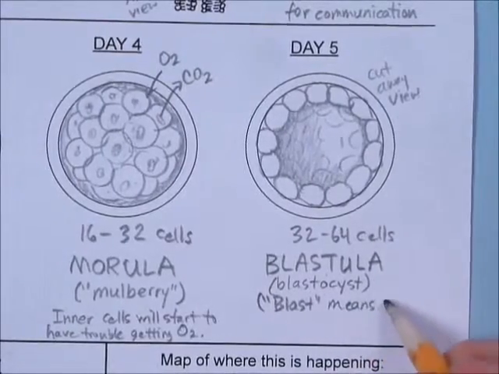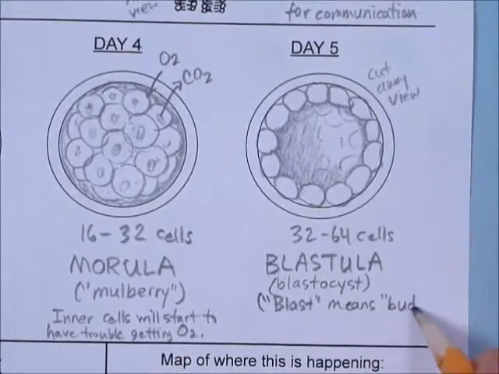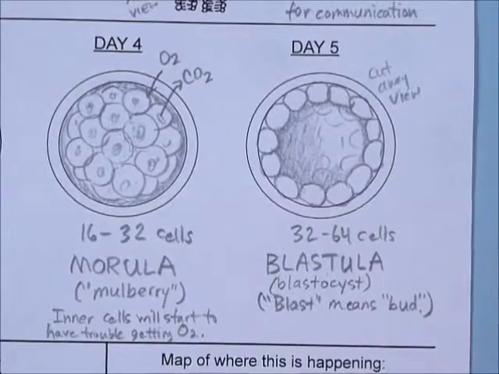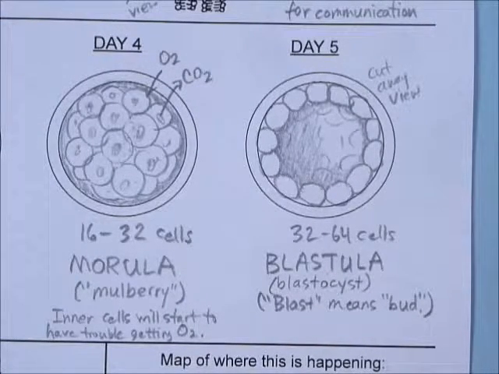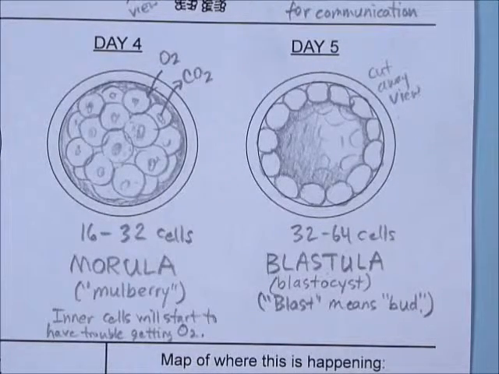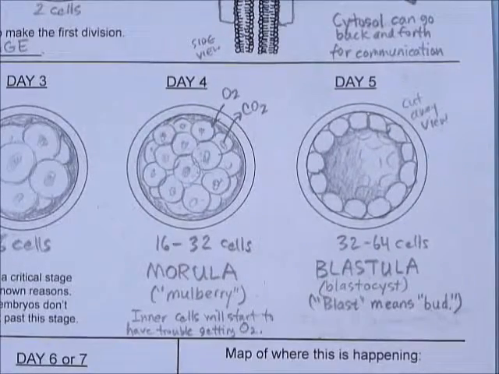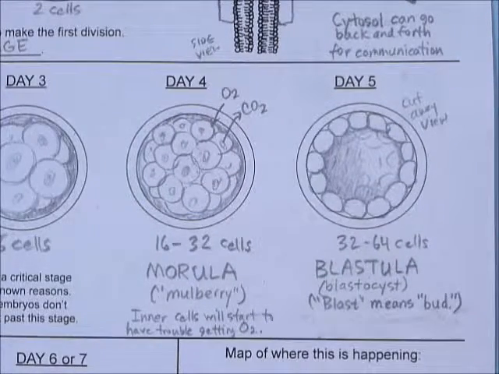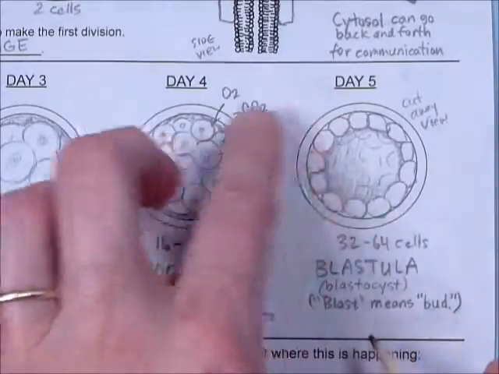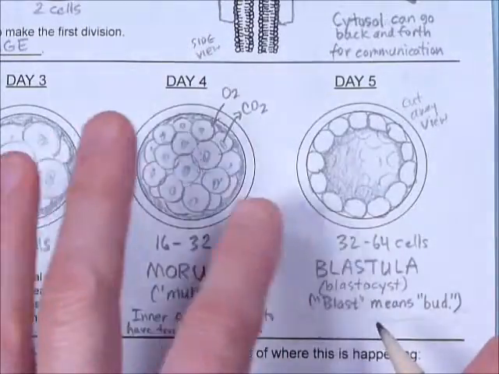means, quote, bud. And of course, the main thing to know about a bud is that it turns into something else. You have a flower bud and a leaf bud. It opens up and it turns into something else. So the bud is kind of like the little baby part that then develops.